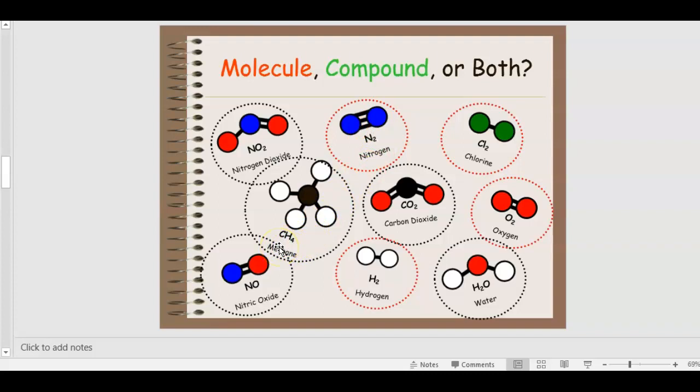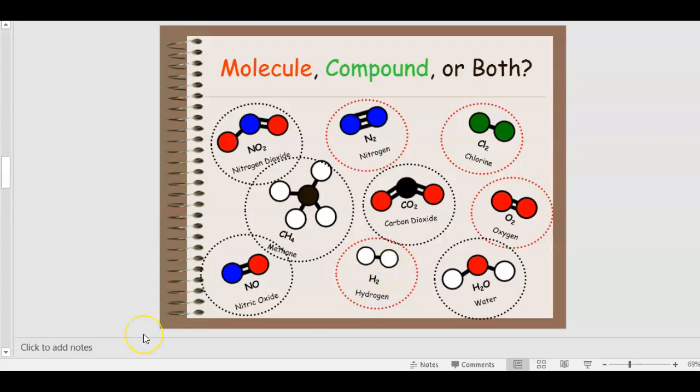CH4, which is methane, CH4. Hopefully you remember your periodic table. C stands for carbon, H is for hydrogen. So we have one carbon and four hydrogen. Because of that, that would make it a compound. What about hydrogen gas? Well, we're only finding hydrogen inside of it, so hopefully you said molecule.